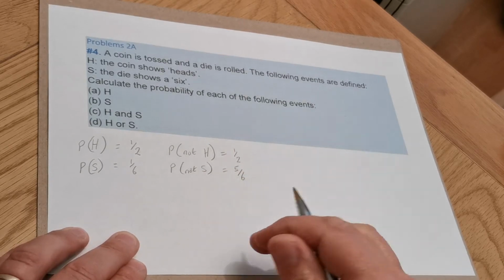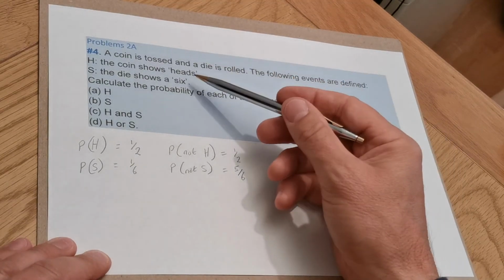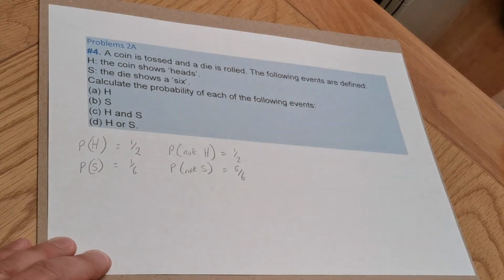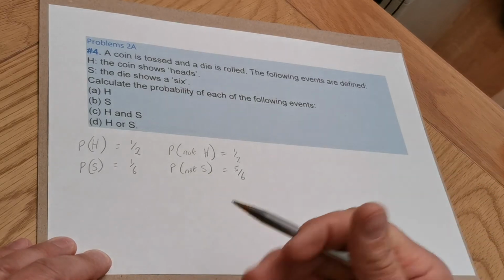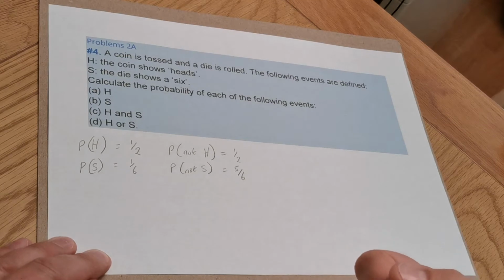So I suggest you always begin a probability problem by doing this. If the events are defined, go ahead and write out their probability and the probability of their non-occurrence. If they're not defined, define them and then do this. And when you're defining events, use a single letter if it's not already done for you.